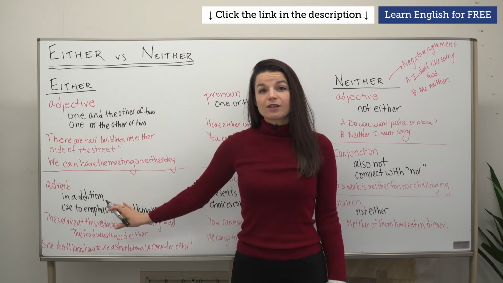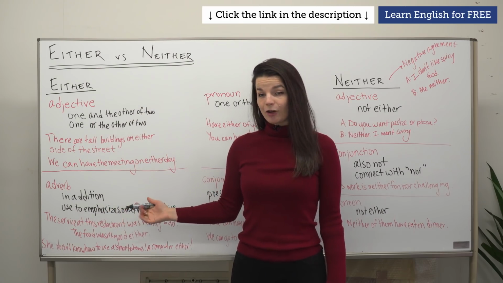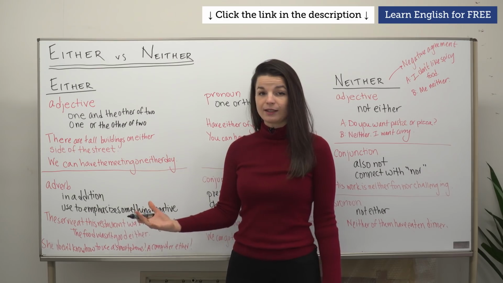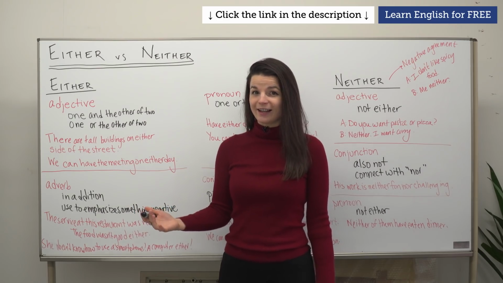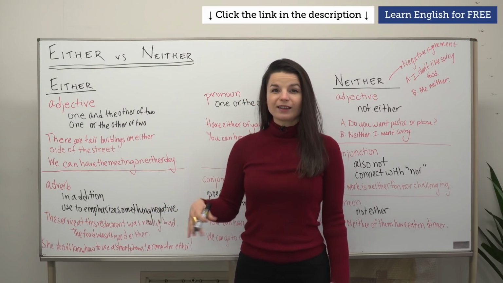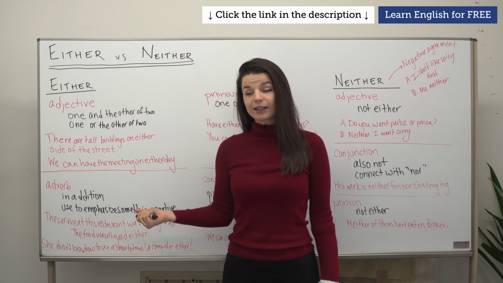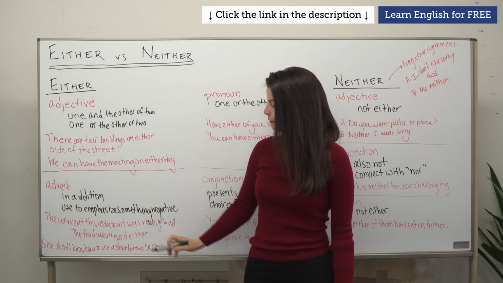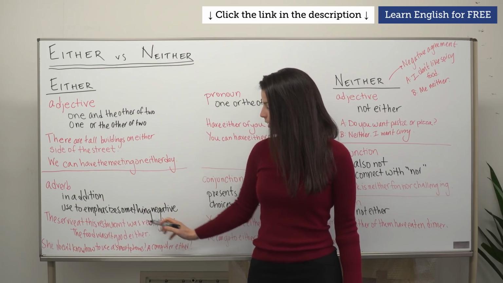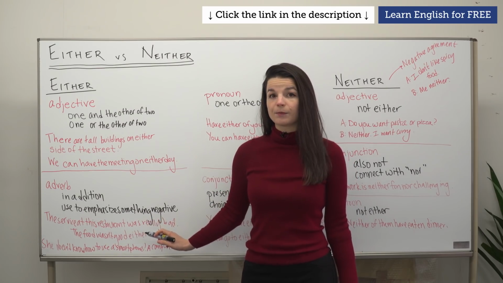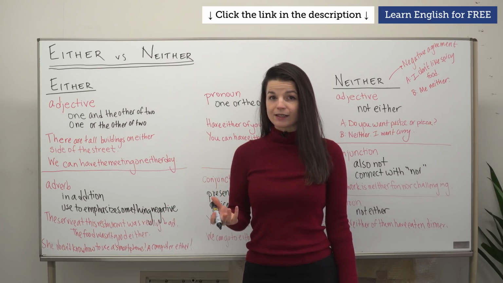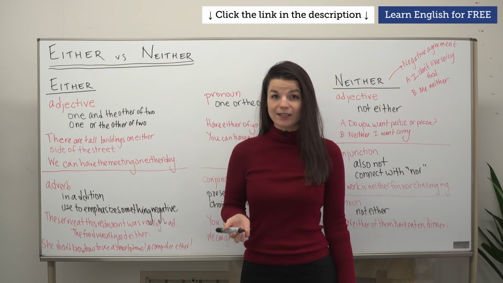Let's move on to another use of either, which is as an adverb. As an adverb, either means in addition, or in other words, and kind of. We use this to emphasize something that's negative, really. Let's look at an example of how to do that. The service at this restaurant was really bad. The food wasn't good either. Here, we're using either at the end of the sentence to reinforce a negative opinion.